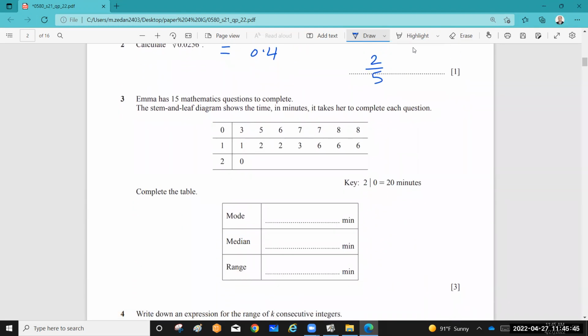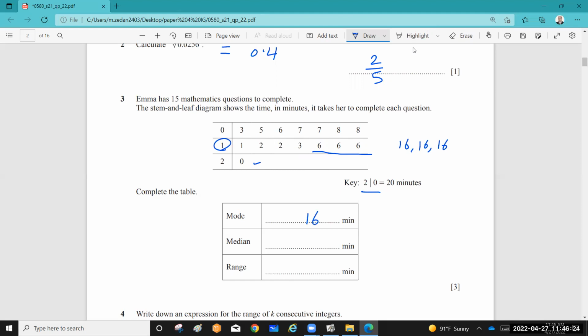Number 3. Emma has 15 mathematics questions to complete. The stem and leaf diagram shows the time in minutes it takes her to complete each question. The key of this diagram is 2|0 means 20, so you have 3 minutes for the first question, 5 minutes, 6 minutes, until 20 minutes for the last question. The mode is the most frequent value. The most frequent value is 16, with the stem 1. It's 3 values, so 16 is repeated 3 times. So this is the mode.